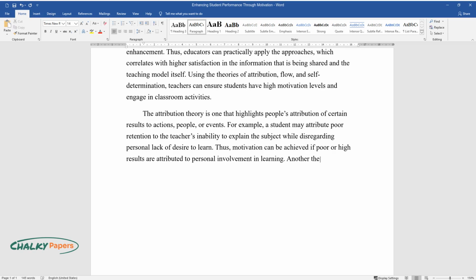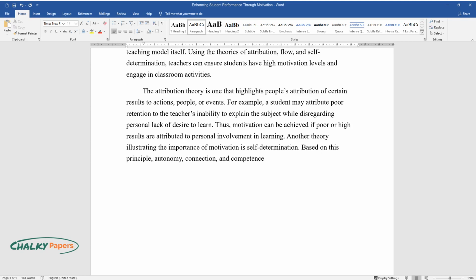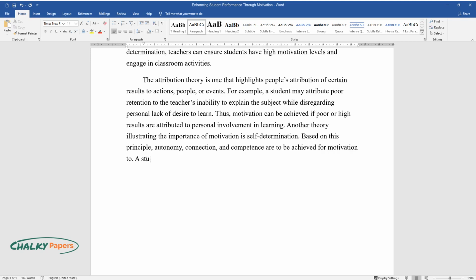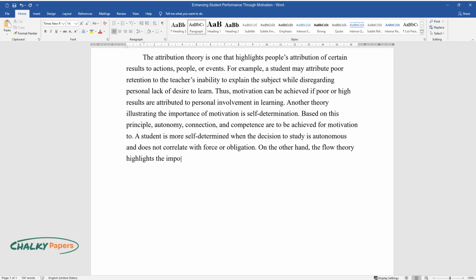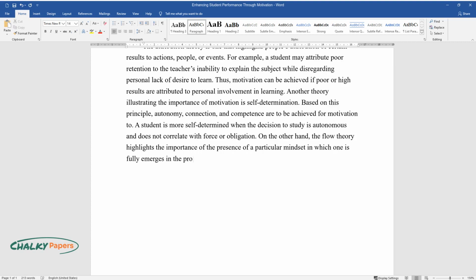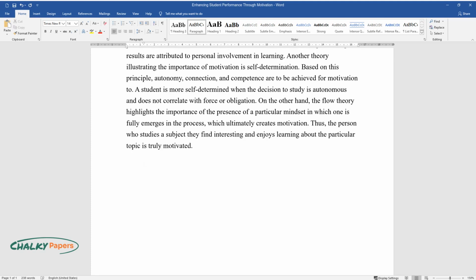learning. Another theory illustrating the importance of motivation is self-determination. Based on this principle, autonomy, connection, and competence are to be achieved for motivation to occur. A student is more self-determined when the decision to study is autonomous and does not correlate with force or obligation. On the other hand, the flow theory highlights the importance of the presence of a particular mindset in which one is fully immersed in the process, which ultimately creates motivation. Thus, the person who studies a subject they find interesting and enjoys learning about the particular topic is truly motivated.